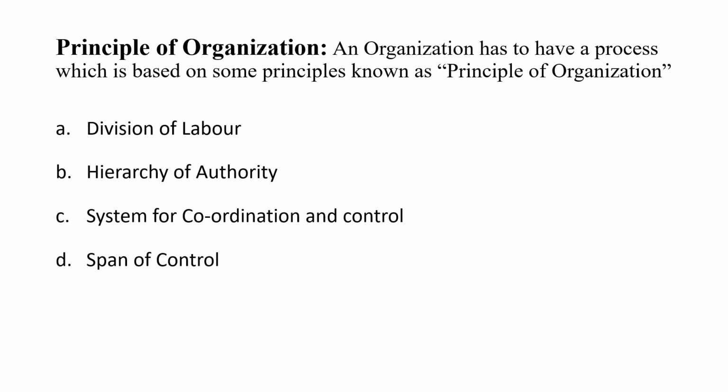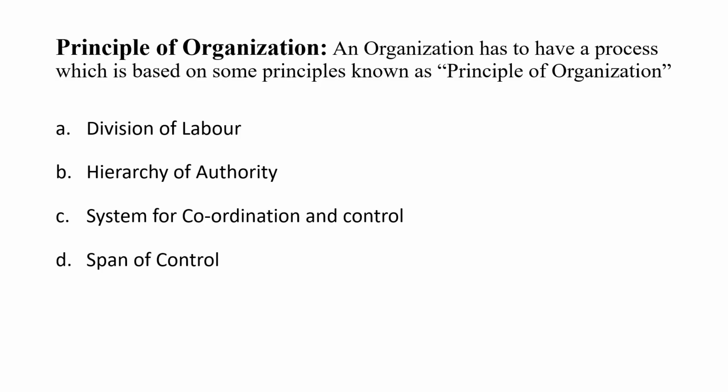Second is hierarchy of authority. This is another characteristic of an organization, which explains the levels of authority to which the people are assigned in the organization. It reflects who is accountable to whom for what work, and whose efforts are being controlled and directed by whom.